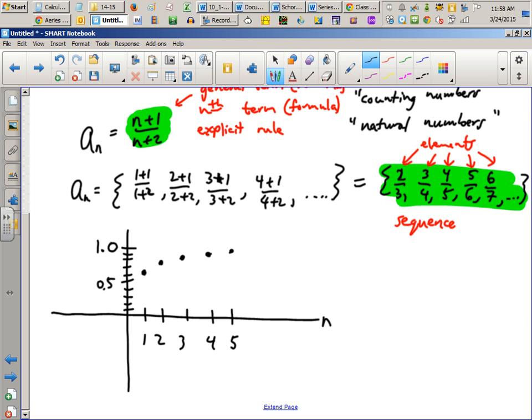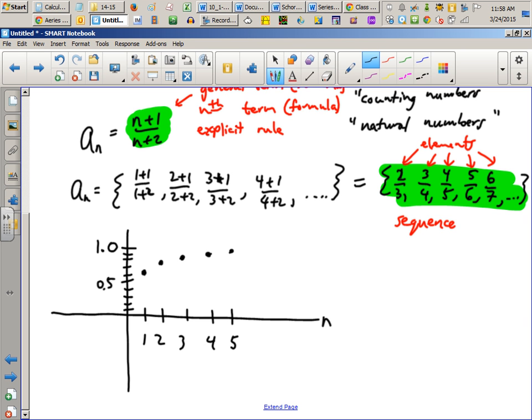And it's extremely tempting to connect the dots. But I can't connect the dots because when you connect the dots, you are passing through the points between these which aren't in the domain. So this is what we call a discrete function. Is it continuous? No. Where are the discontinuities? Pretty much everywhere. This thing is completely broken. It is just made up of select points.